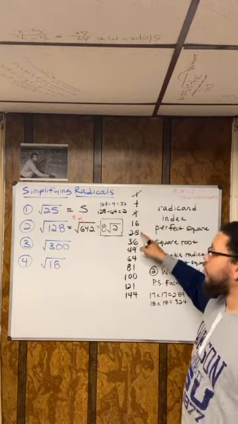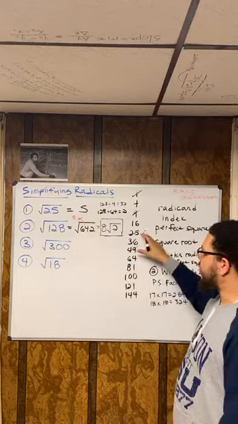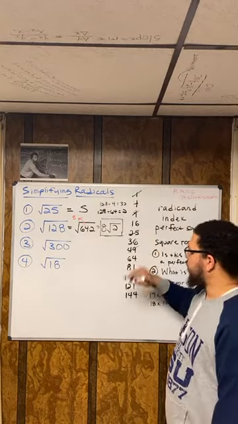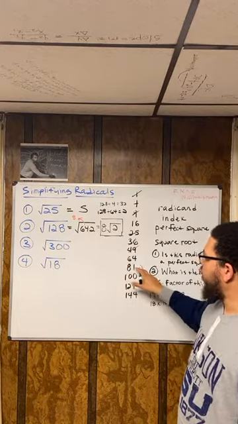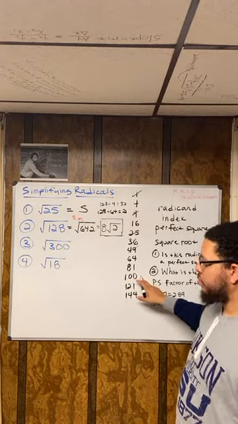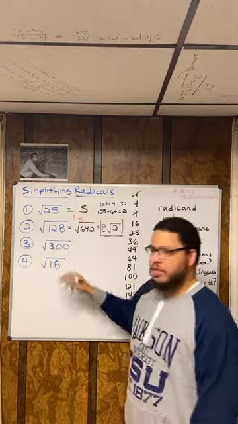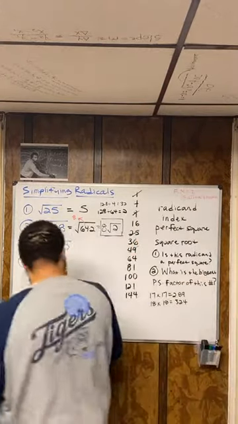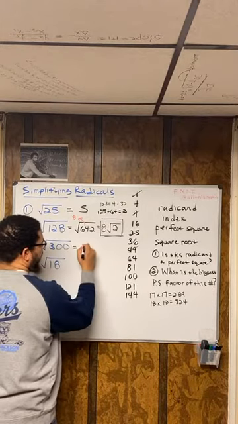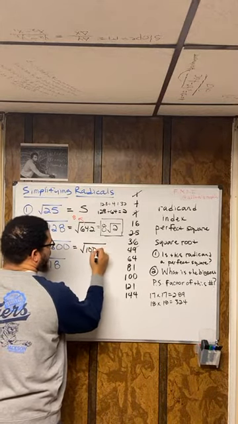Okay, 25 is a factor, but it's not the biggest. 36, not a factor. 49, not a factor. 64, not a factor. 81, not a factor. 100. Does 100 divide into 300? It definitely does. So we're going to change 300 into 100 times 3.